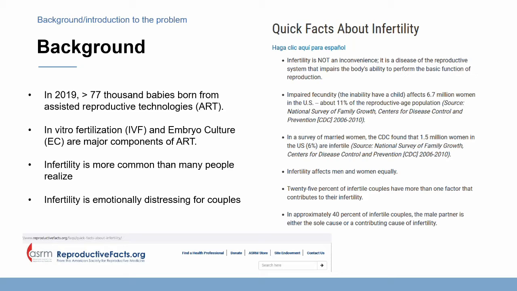IVF has really come along quite strongly in the past couple of decades, whereas in 2019, about 77,000 babies were born in the US from ART. And in vitro fertilization and embryo culture are key components of these processes. And finally, for those who suffer from infertility, it's very emotionally distressing. Many people suffer depression when they're diagnosed with infertility, and it's really a big problem for people. So I hope all of us would take this into consideration.